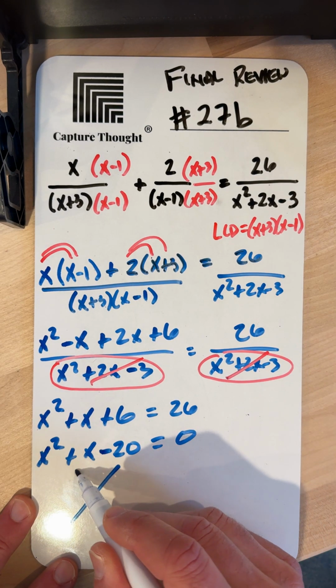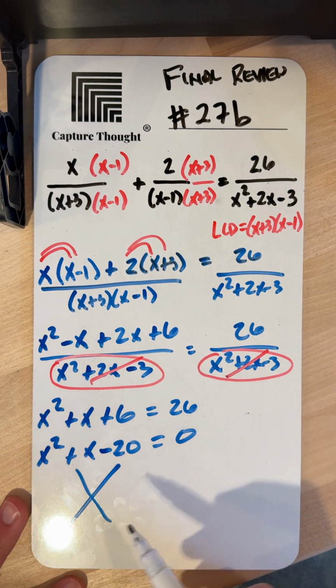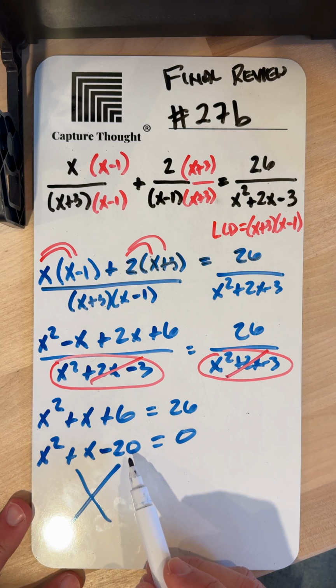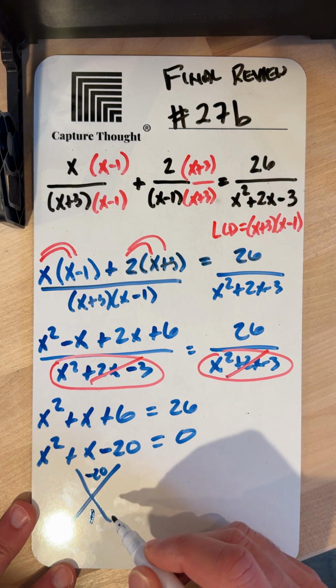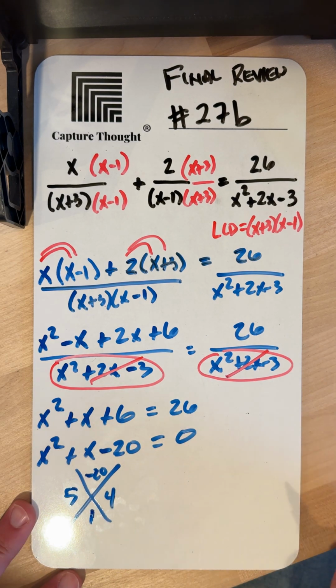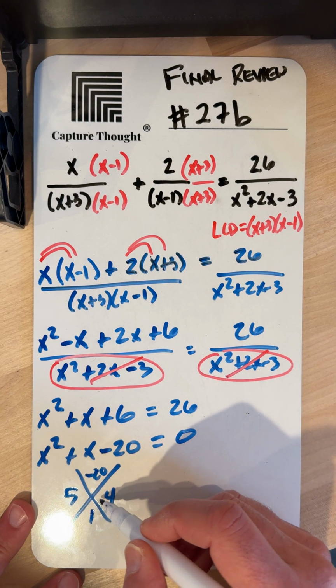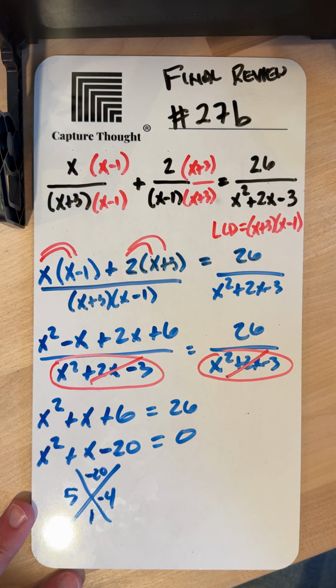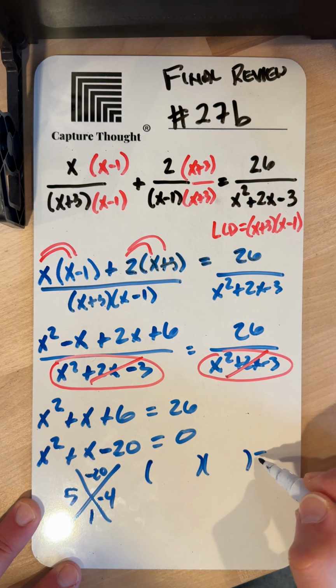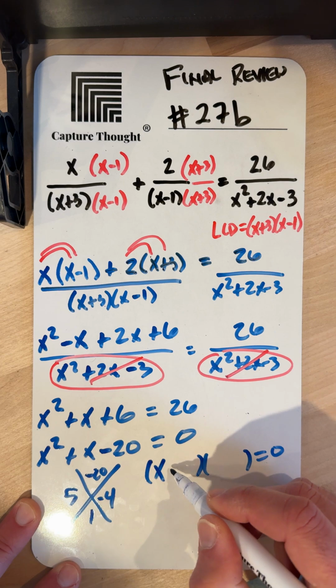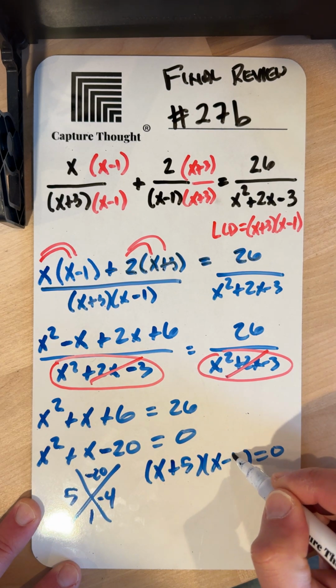And then we go ahead and try and factor this. I need two numbers that are going to multiply to negative 20 and add to 1. So I'll put negative 20 there and a positive 1 there. So it's probably 5 and 4. Let's see here. 5 minus 4 is 1, and 5 times negative 4 is negative 20. So it looks like this quadratic is going to factor to x plus 5 and x minus 4.